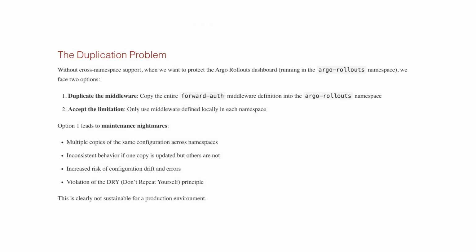Now, you want to use this same middleware for an application in a different namespace, say Argo Rollouts. Without cross-namespace support, you're forced to duplicate the entire configuration. This violates the Don't Repeat Yourself principle and leads to maintenance nightmares.